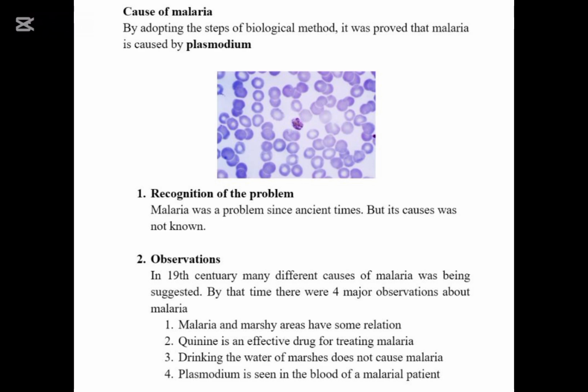The first step is the recognition of the problem. Scientists identified the problem. Malaria had been affecting people since ancient times, but its cause was unknown.